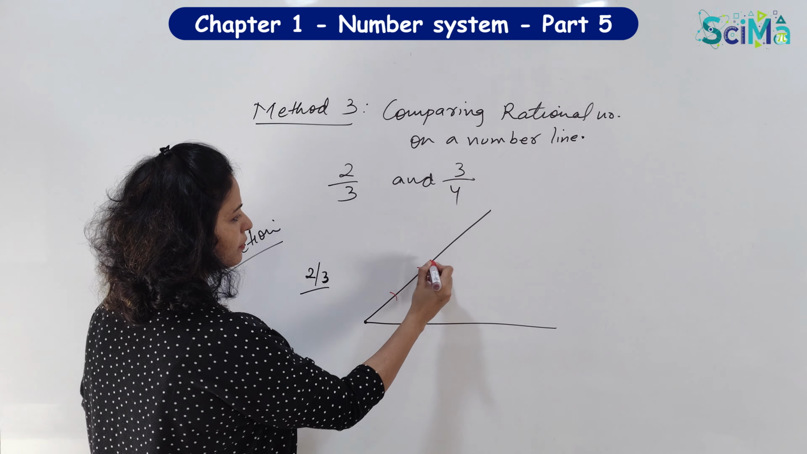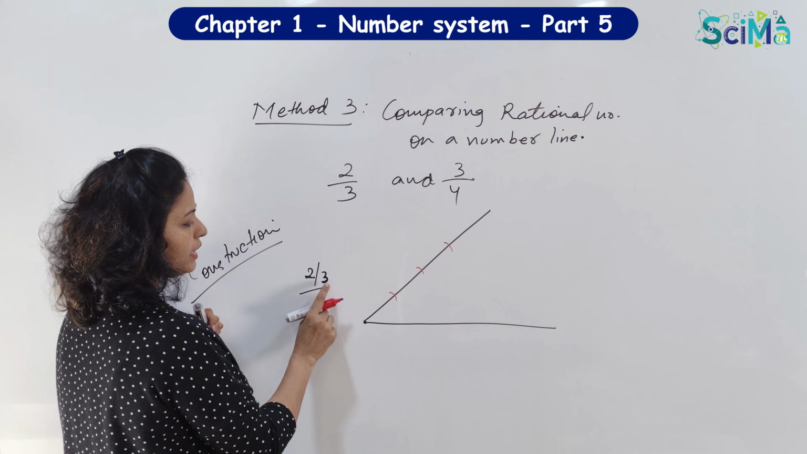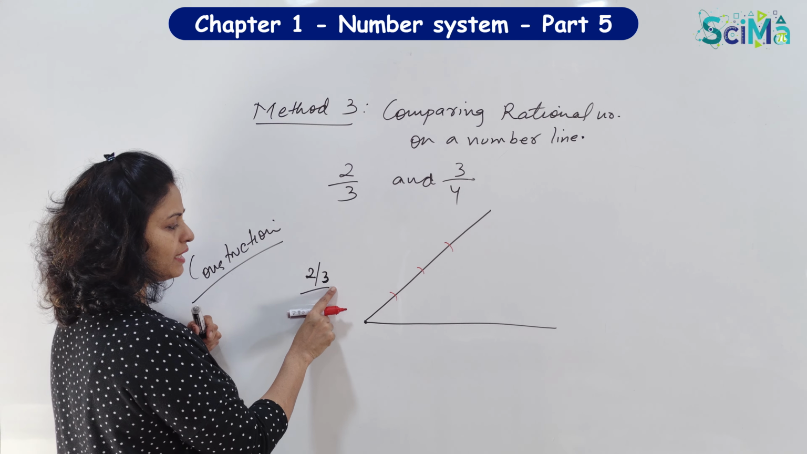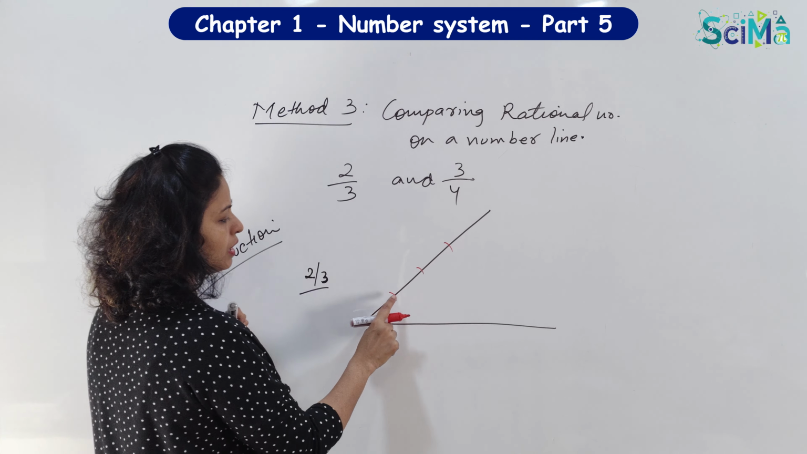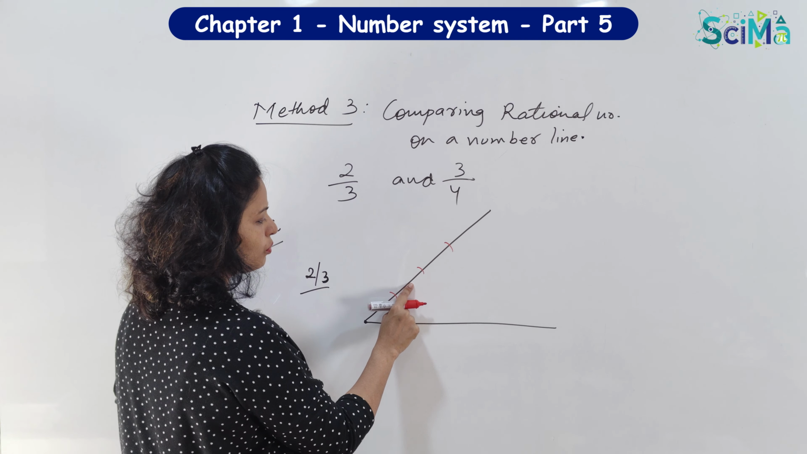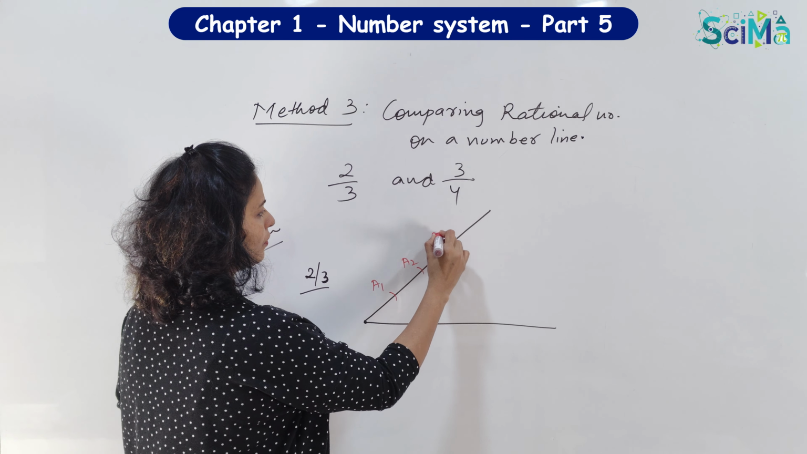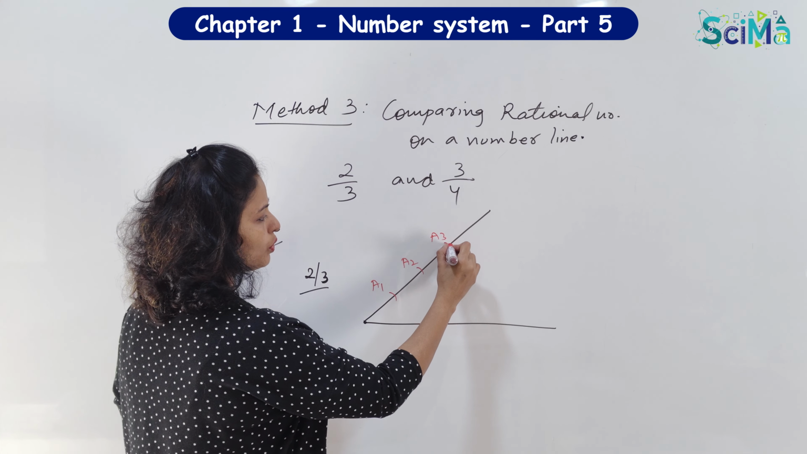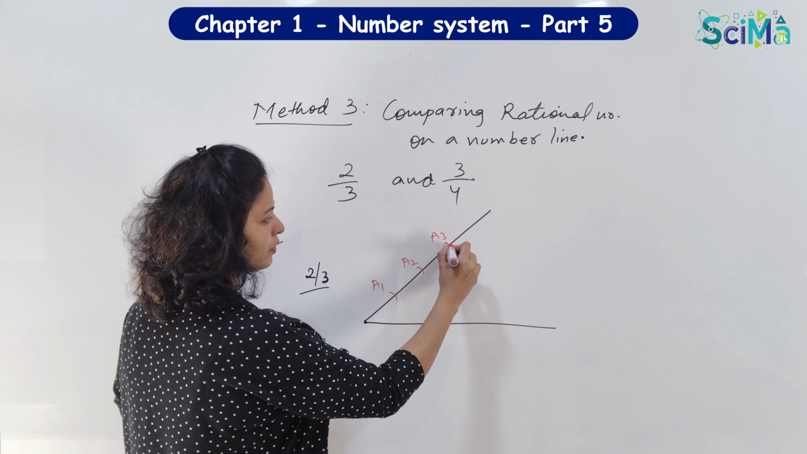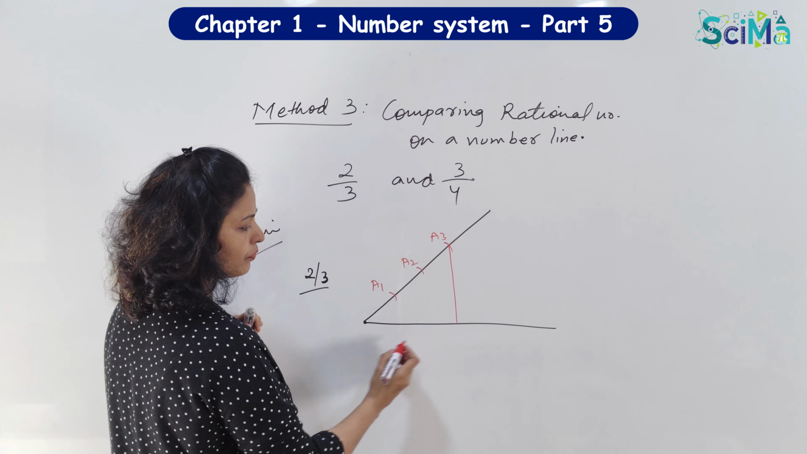3 equal parts. Why 3 equal parts? Because this is 2 by 3, total parts are 3. So I have made 1 part, 2 parts and 3 parts. Name them A1, A2, A3. Later you have to join it here on this line.